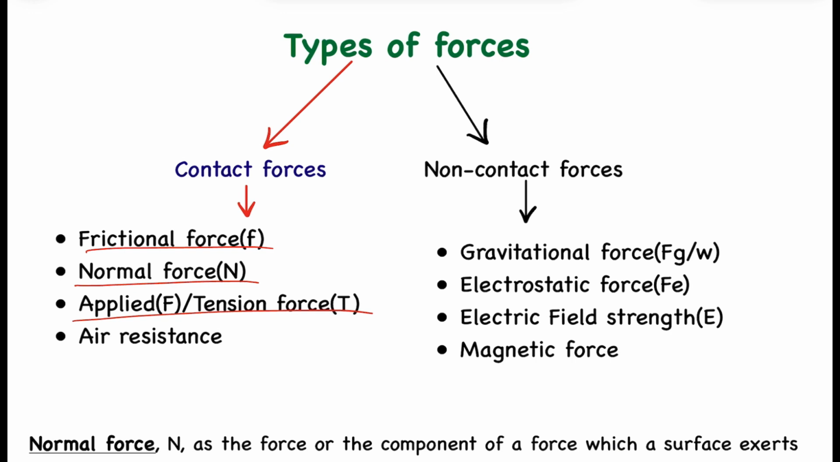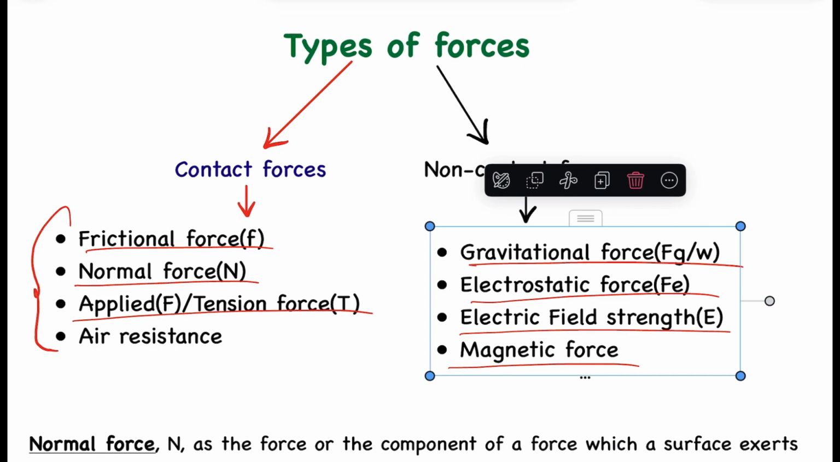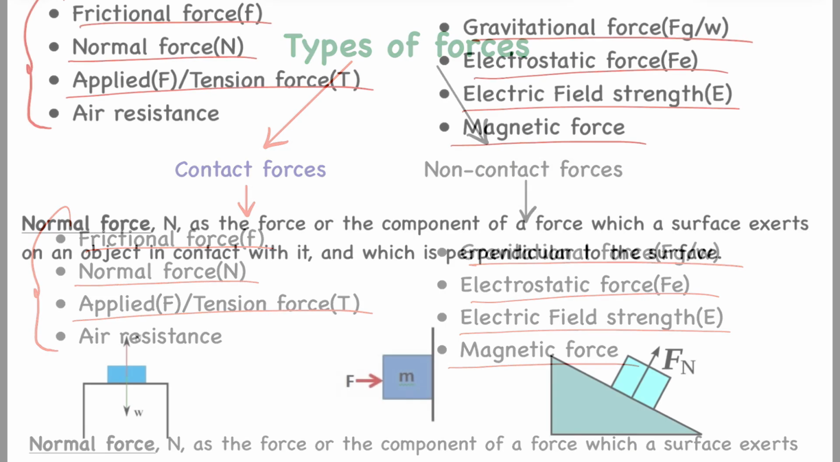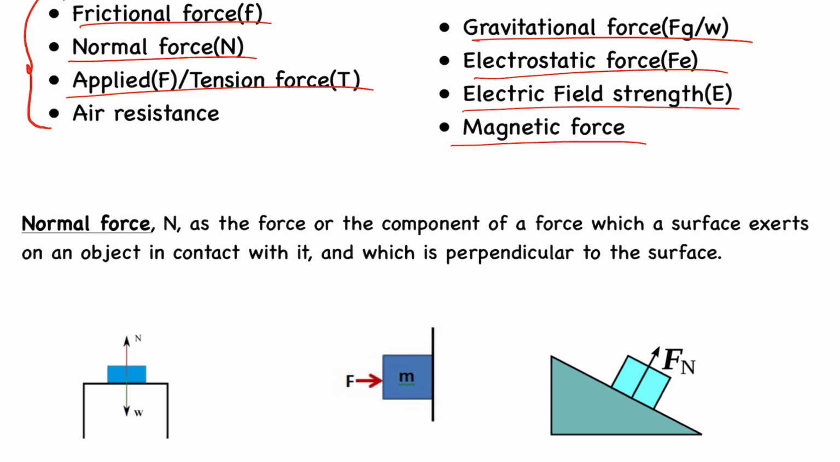And now, when we talk about the non-contact forces, the forces that occur at a distance. So it's the gravitational force, electrostatic and magnetic field, and the magnetic force. Those are the non-contact forces. They occur at a distance. With the contact forces, there's physical contact when that force occurs. Right? Now let's look at the normal force.